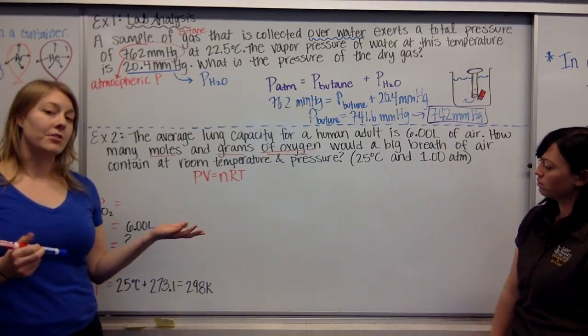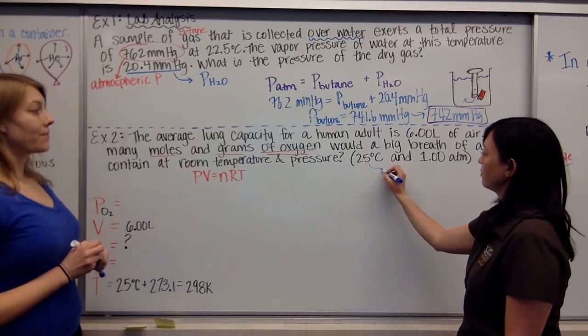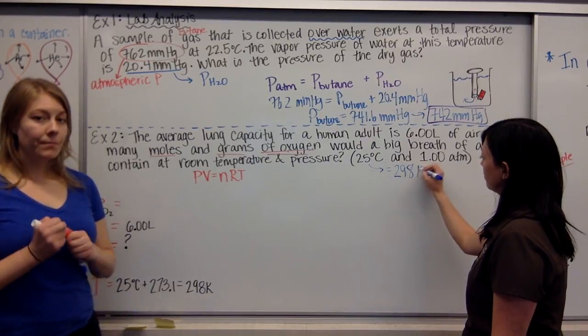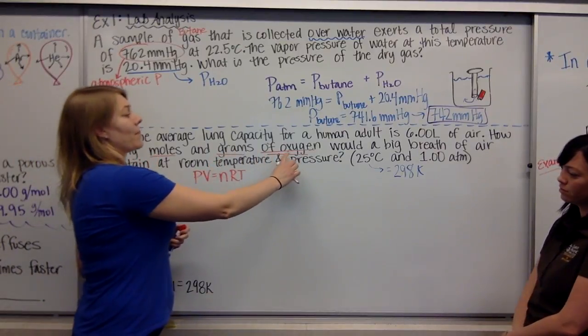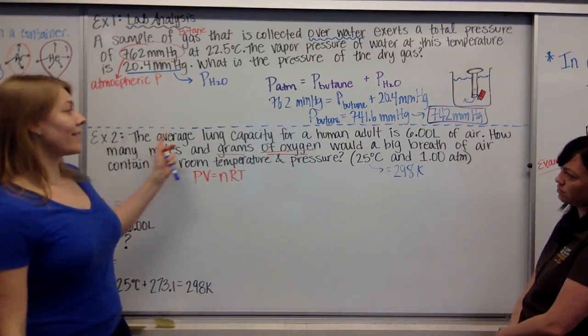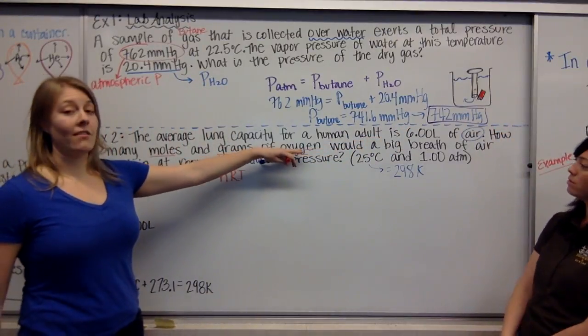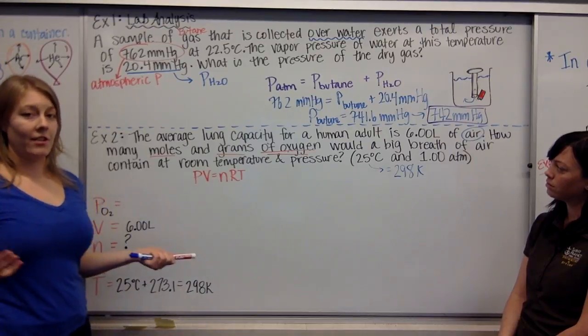So at STP, our temperature is 0 degrees C. At room temperature, it's 25 degrees C. So we know a temperature, and we know a pressure. Now, what I underlined here is that we're looking for moles and grams, but specifically of oxygen. Notice that this is talking about air in total, but my question is only about oxygen. That's where the partial pressure of oxygen is going to come in.